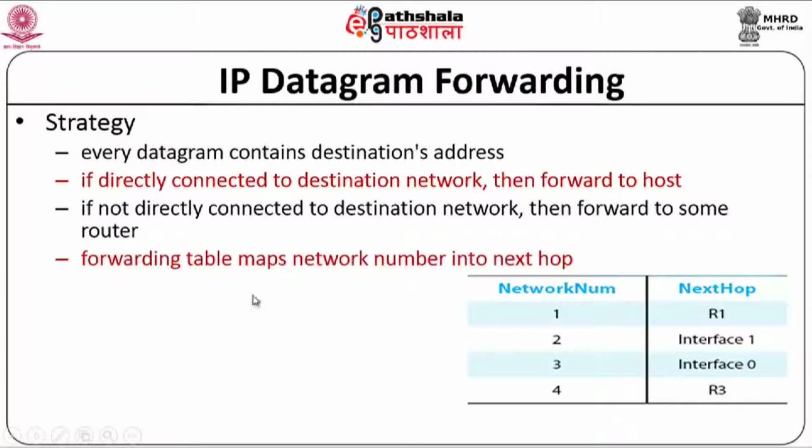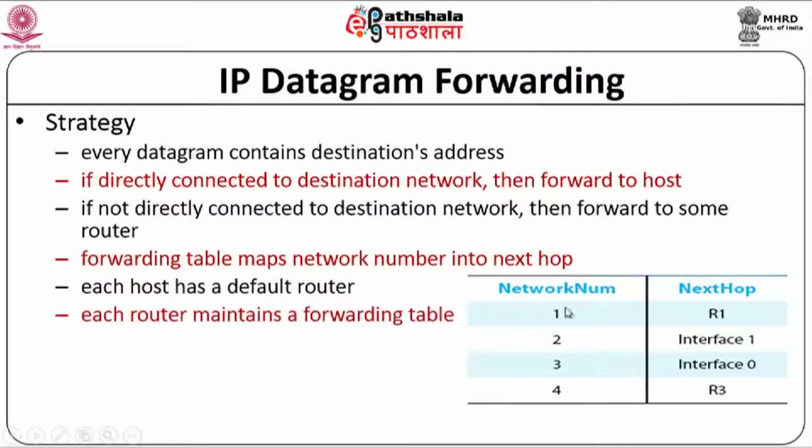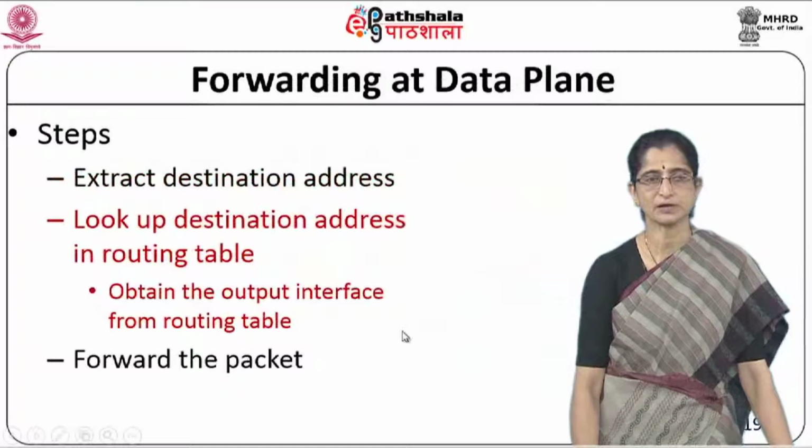Okay. And basically when you say I am looking at the destination address, we look at the network number part of the destination address. Remember, the destination address has a network part and a host part. So, the forwarding table will map the network number into the next hop. Each host will also have a default router, which means that if it is not able to find a matching entry, it always sends it to the default router. And each router will have a forwarding table. This is what happens.